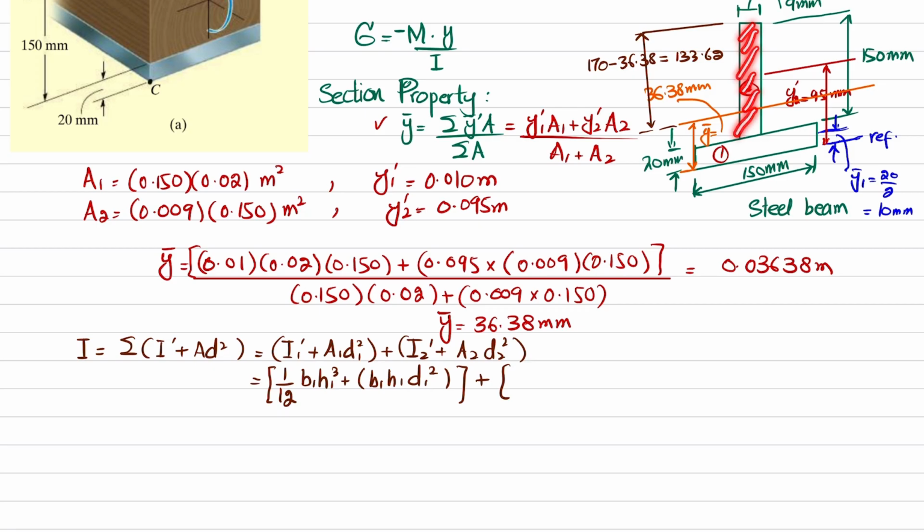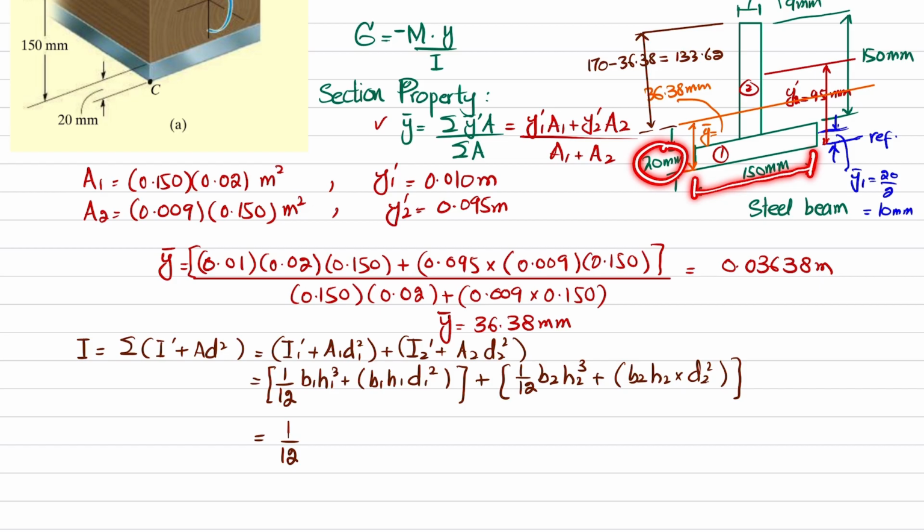So you can see it will be 1 over 12 B2 H2 cube plus area, which is B2 H2 into D2 square. Okay. Now you will plug in the values. What is B1? B1 is this 150 and height is 20 millimeter. So in meter it is 0.150 and height is 0.02. So it will be equal to 1 over 12 into 0.150 multiplied by height 0.02 whole cube plus area, which is 0.150 multiplied by 0.02.